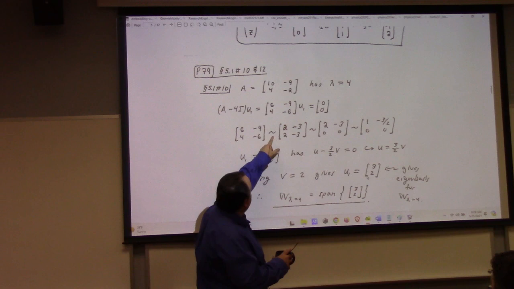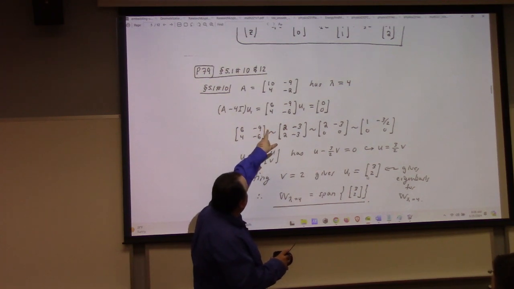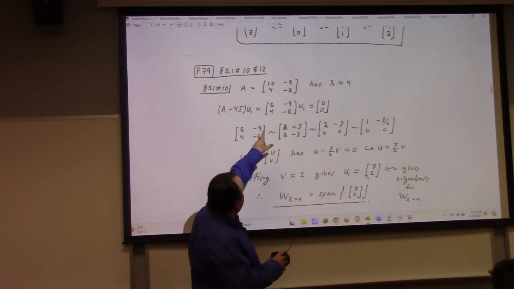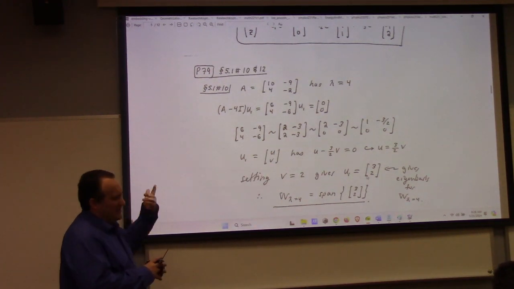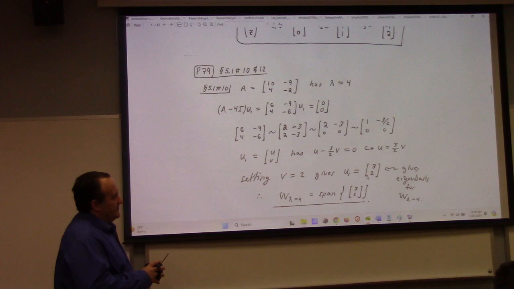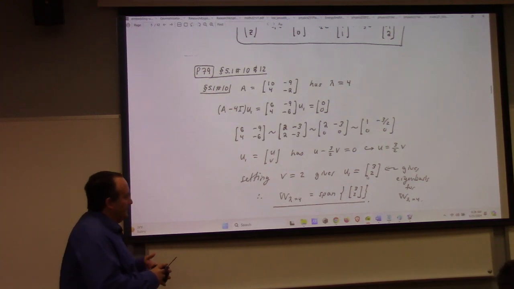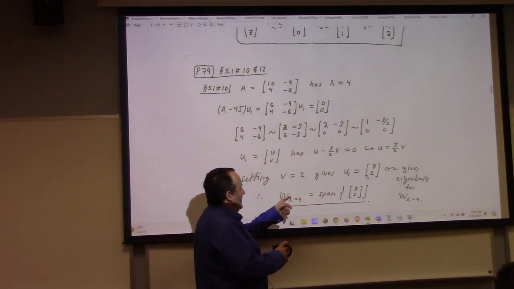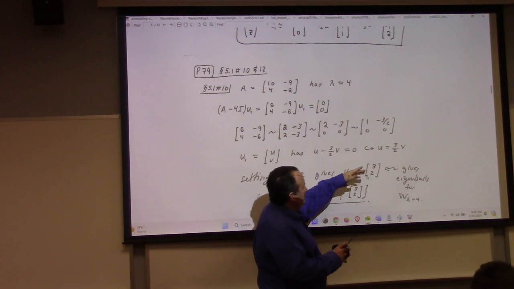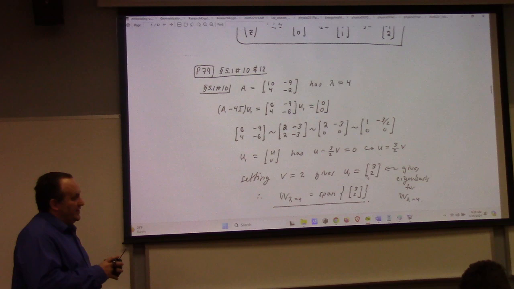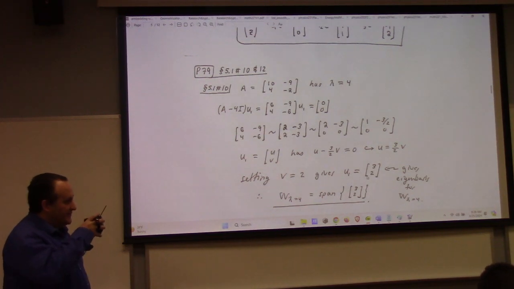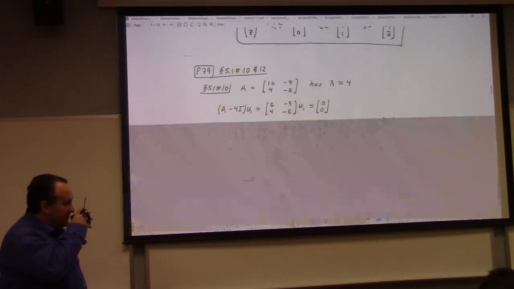I do 4 minus the 10 minus 4 minus 2 minus 4 gives me the 6 and the minus 6, and then the 4 and the minus 9 right along. And then I just do row reduction until I get to row ref, at which point I can read off that u minus 3/2 v is equal to 0, so u is 3/2 v, and then I just pick v equals 2 to keep fractions out of our business.